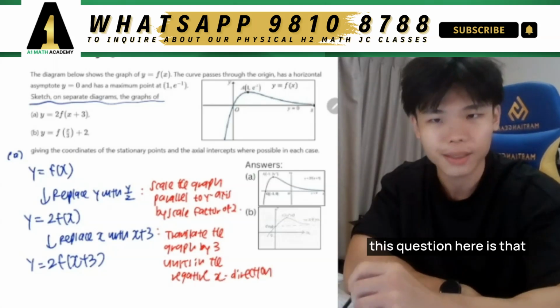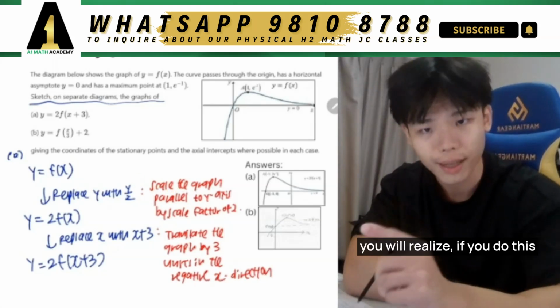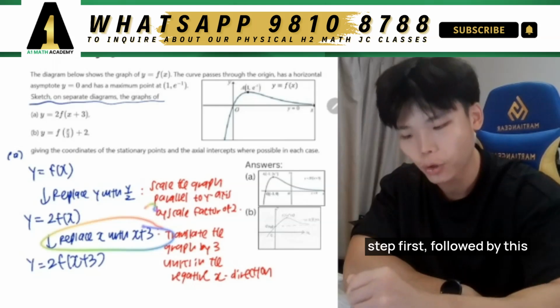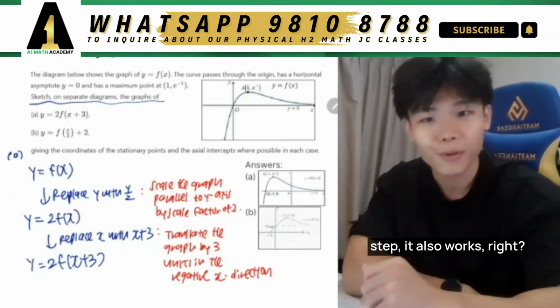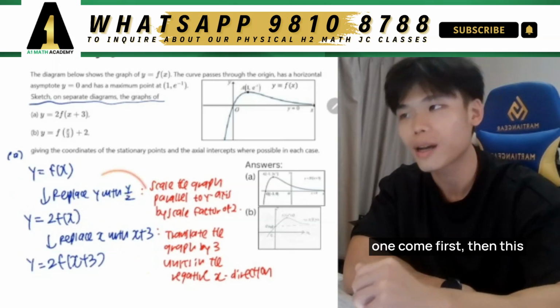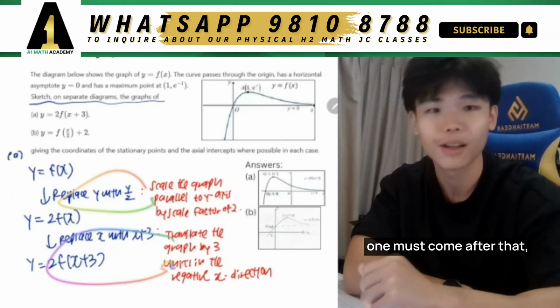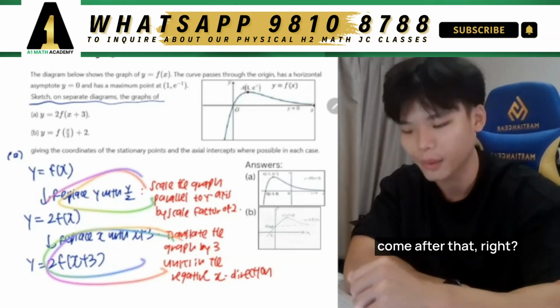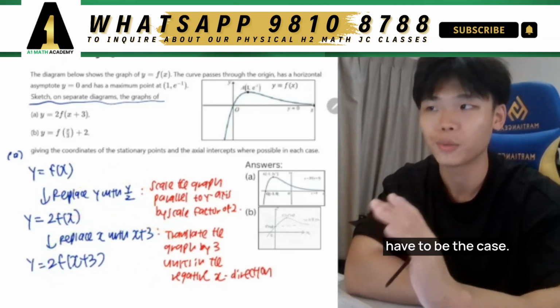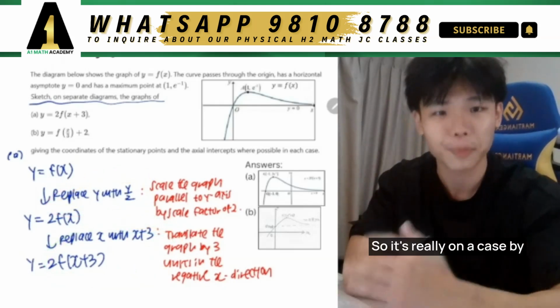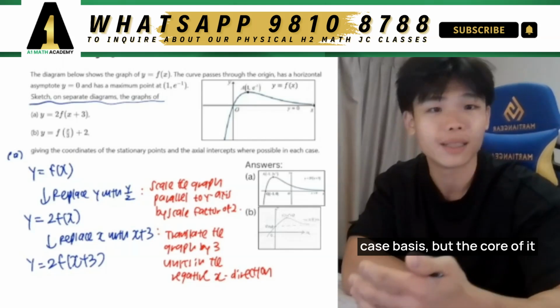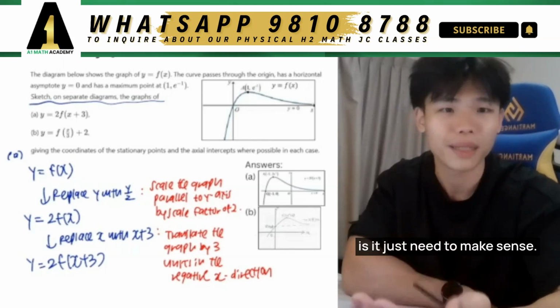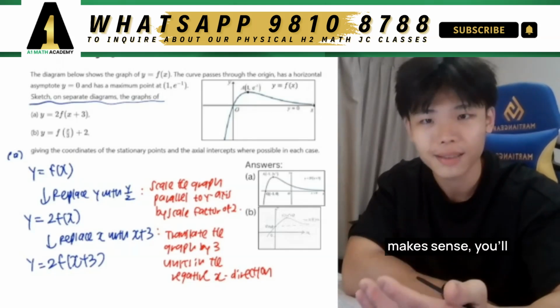Now, the interesting thing about this question is that if you do this step first, followed by this step, it also works. So it's not to say that if this one comes first, then this one must come after, or vice versa. It does not always have to be the case. It's really on a case-by-case basis. But the core of it is, it just needs to make sense. And as long as it makes sense, you'll get the correct one.